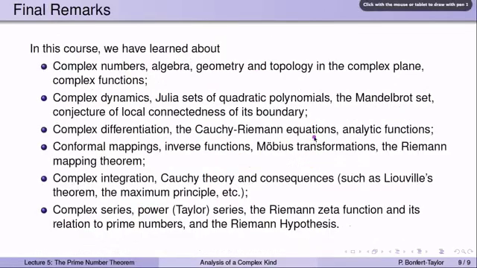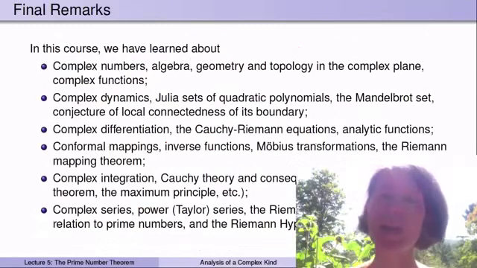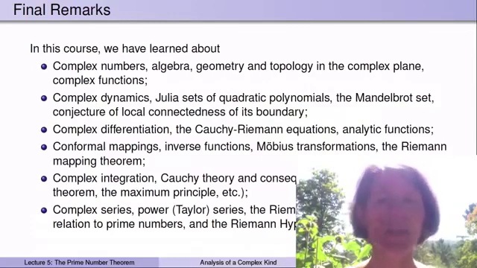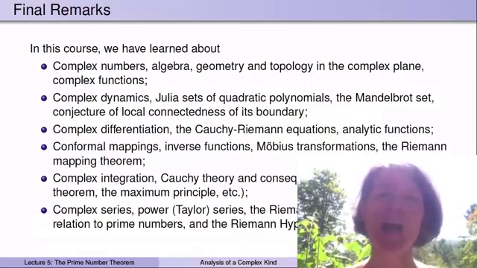So we have reached the end of this course. Let me recap what we have learned. In this course, we've learned about complex numbers, the algebra, geometry, and topology in the complex plane. We learned about complex functions. We studied complex dynamics. We learned about Julia sets of quadratic polynomials. We studied the Mandelbrot set. We even got into the conjecture of local connectedness of the boundary of the Mandelbrot set.